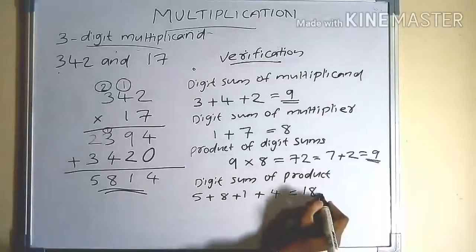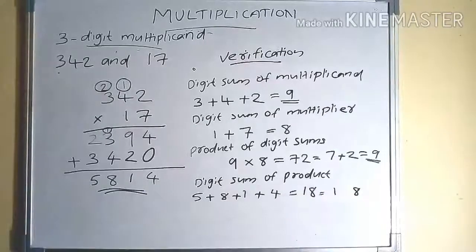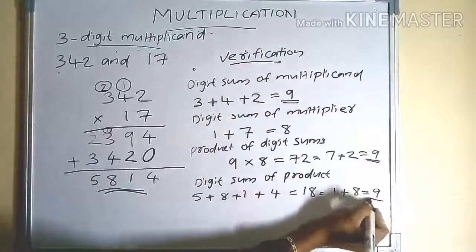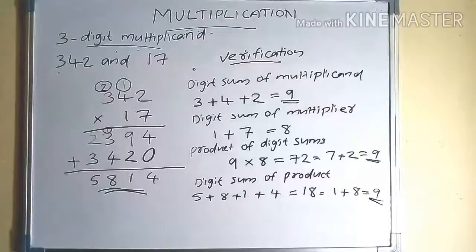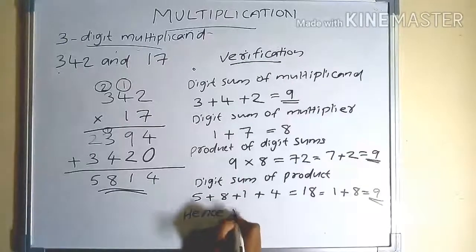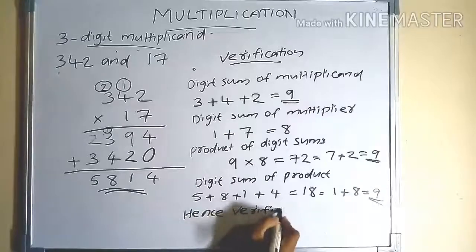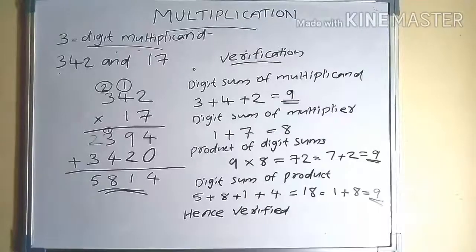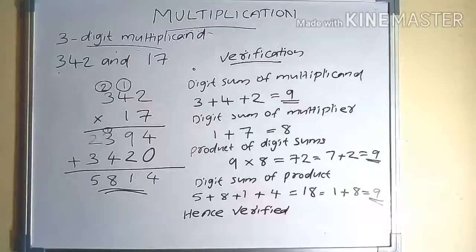18 is a two-digit number. So, split 18 into single digits, 1 and 8. Next, add 1 plus 8. What is the answer? 9. So, we got product of digit sum is equal to 9 and digit sum of product is equal to 9. That is, product of digit sum is equal to digit sum of product. These are equal. So, it is verified.